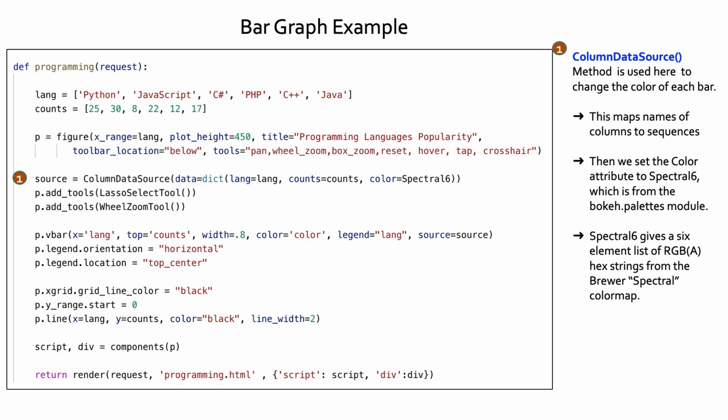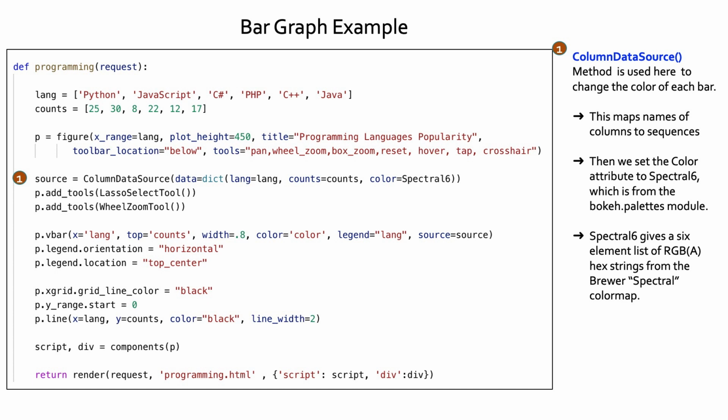Then we have our figure, and we have now something new here, right? Most of these other things we've seen. We have source equals ColumnDataSource. What's that? The ColumnDataSource method is used here to change the color of each bar. When we get to the next slide, you'll see, I want each of these bars to have different colors, right?